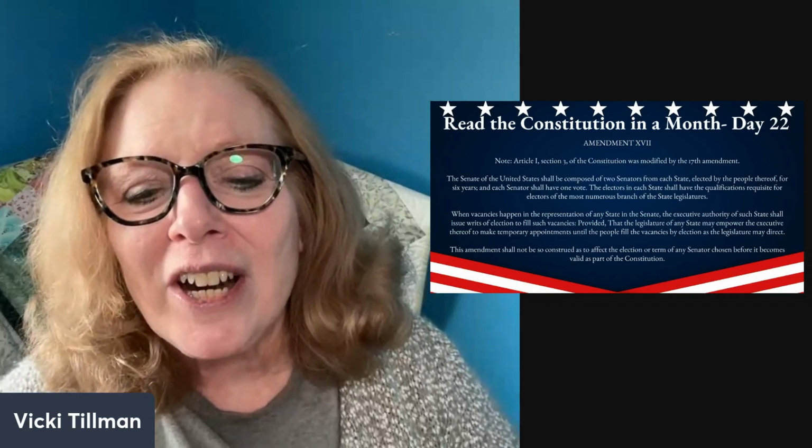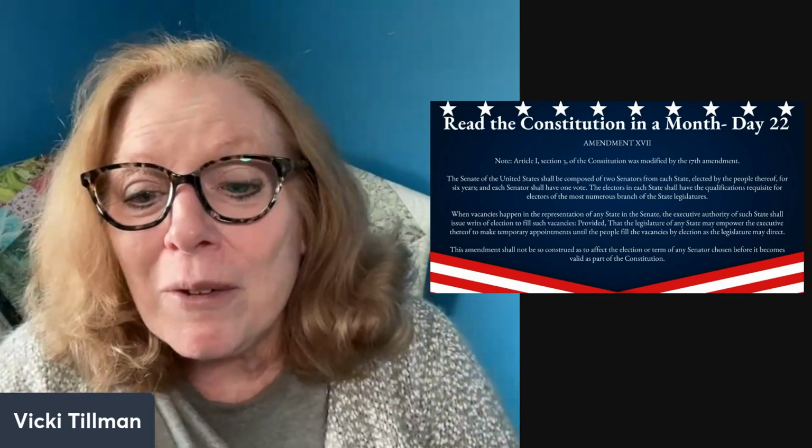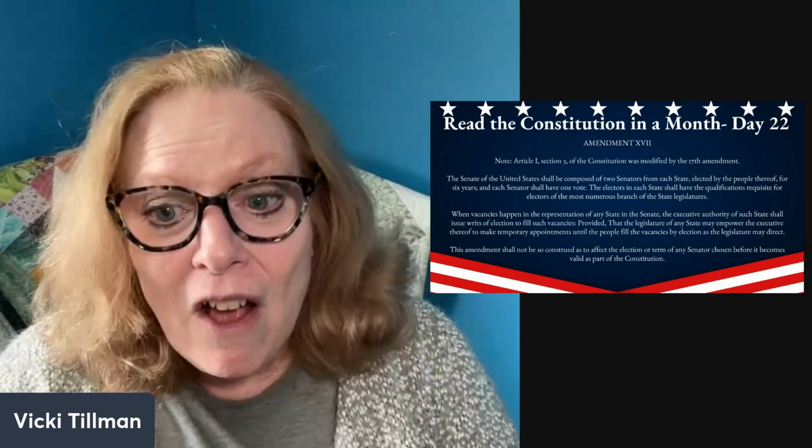It took 144 ballots and 2 years for them to finally choose a senator. So Delaware essentially was without senators for 2 years. And so this was a problem. So hopefully this Amendment 17 would take care of that problem.